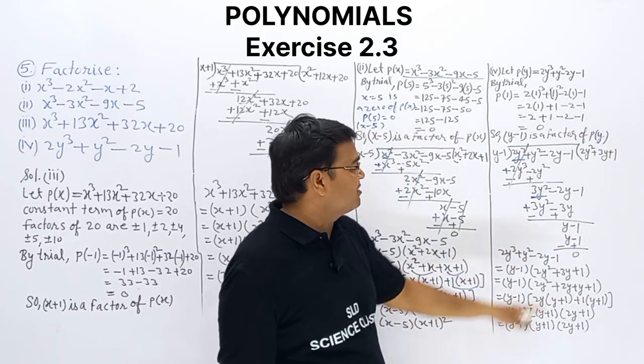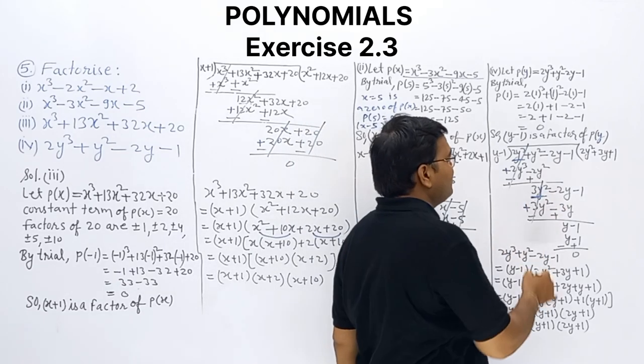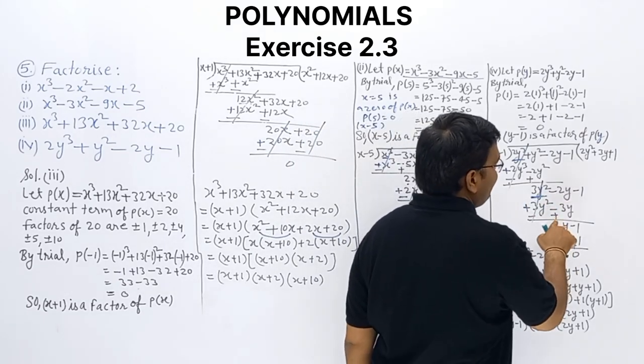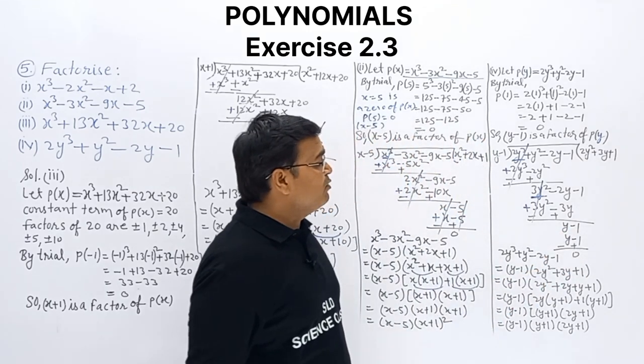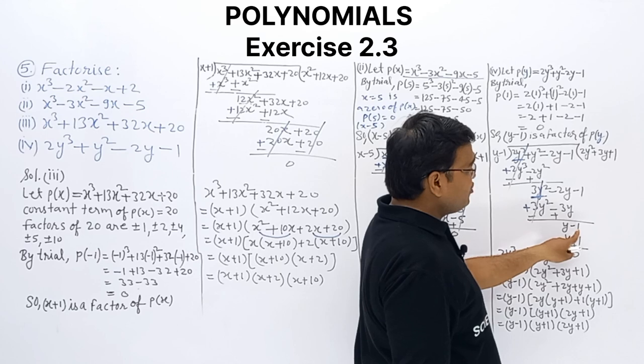Positive, so converted into minus. Minus, so plus. Both will be cancelled. What is the remaining? Minus 2y plus 3y. Y is remaining. Y minus 1. Clear? Now y minus 1 is remaining.